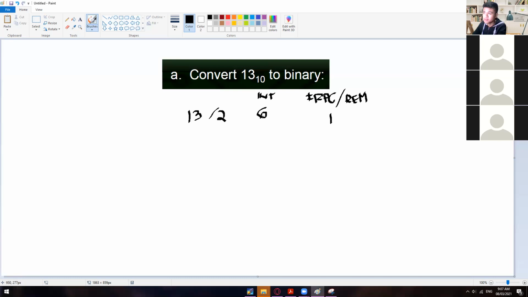Whatever is the value that you have on the integer part, just copy that one and paste it on the next row. So 6 divided by 2. So why do we keep on dividing it by 2?